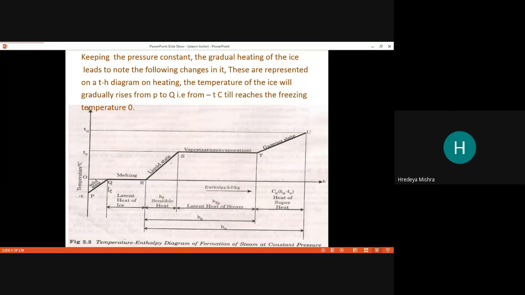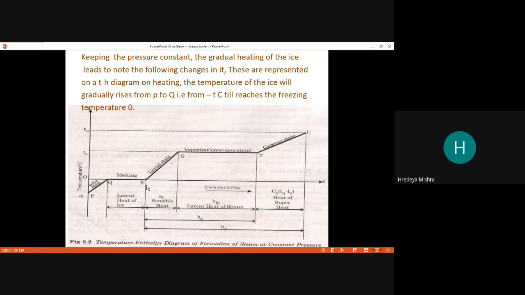So during the melting, the ice is converting to the liquid state, solid state to liquid state. So what you see, 0 degree temperature is here, means on this point you get 0 degree ice, and on Q 0 degree ice is there, and at the R you get 0 degree temperature water.